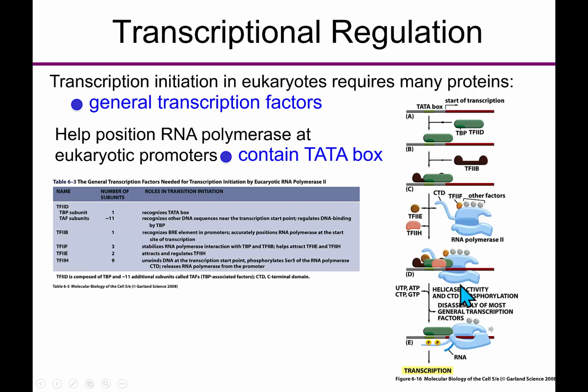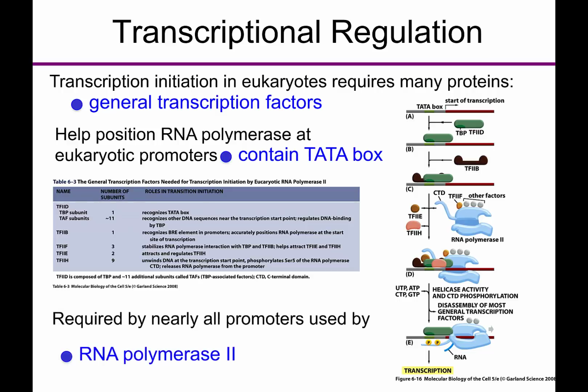RNA polymerase 2 gets on here. And remember, RNA polymerase 2 has a C-terminal domain. The C-terminal domain tail gets phosphorylated by TF2H, and then transcription can begin. So if you think about your general transcription factors, these are required by nearly all promoters used by RNA polymerase 2.